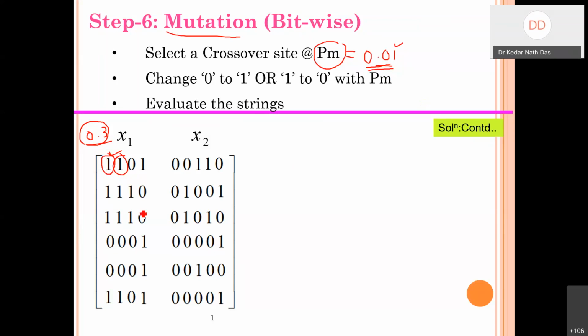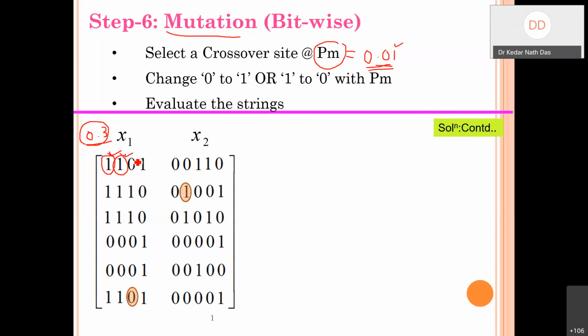What is the meaning of mutation? If a bit that goes for mutation is already 1, it changes to 0. If it is already 0, it changes to 1. That is the mutation. It is just a slight flipping, or slight perturbation, in the population. It's called mutation.